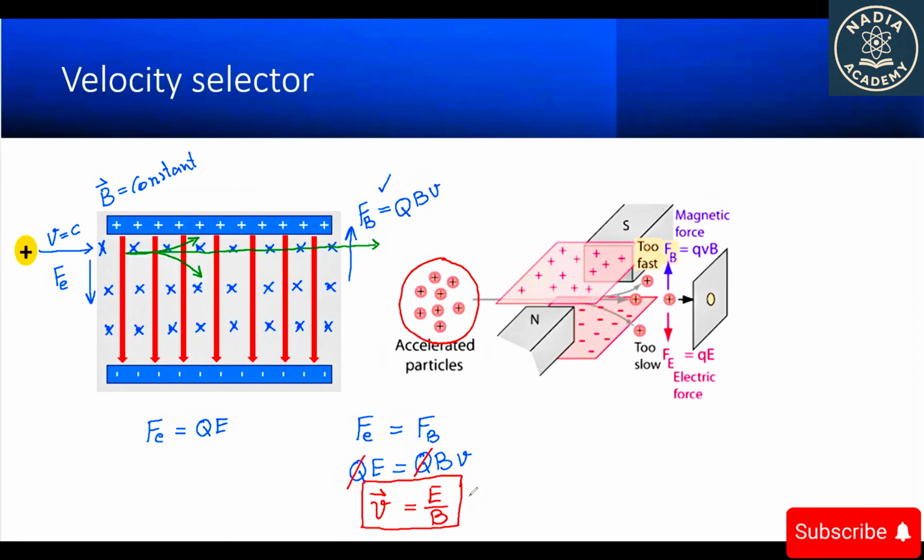So now you can see that this equation is actually the velocity selector equation. This means that using this arrangement, we can get charged particles that have only one single value of velocity. All charged particles will be moving with one constant velocity.